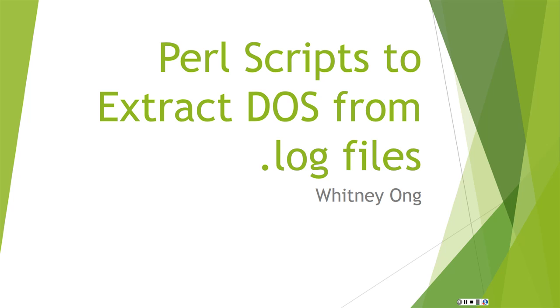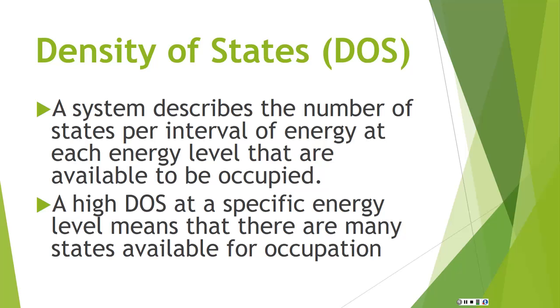So let's go through what density of states means. In general, density of states describes the number of states per energy interval at each energy level that are available to be occupied by electrons. A high density of states at a specific energy level means that there are more states available for occupation by electrons.